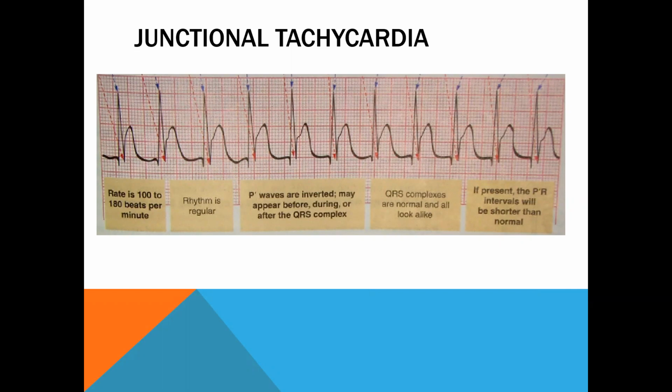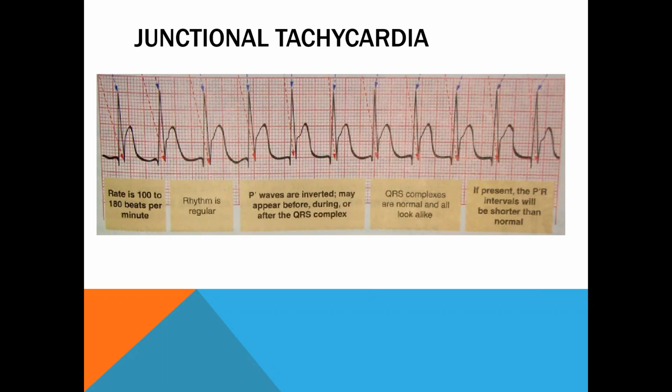All right, so no P waves or upside down P wave. You know that you have a junctional rhythm. Next thing you do is figure out what to call it. When would you call it a junctional escape rhythm? How fast would the rate have to be for you to say, oh, that's junctional escape rhythm? Very good, 40 to 60.